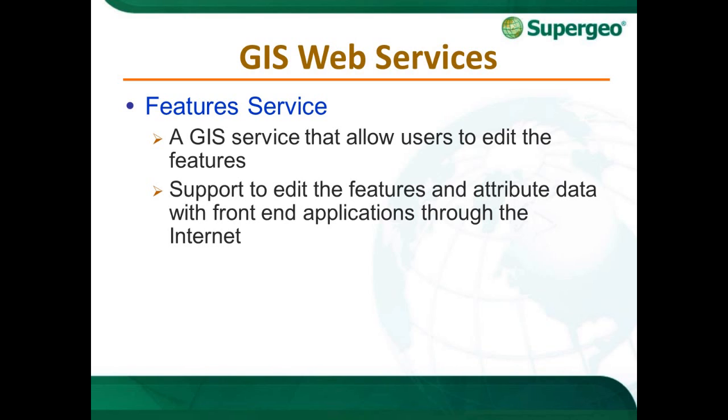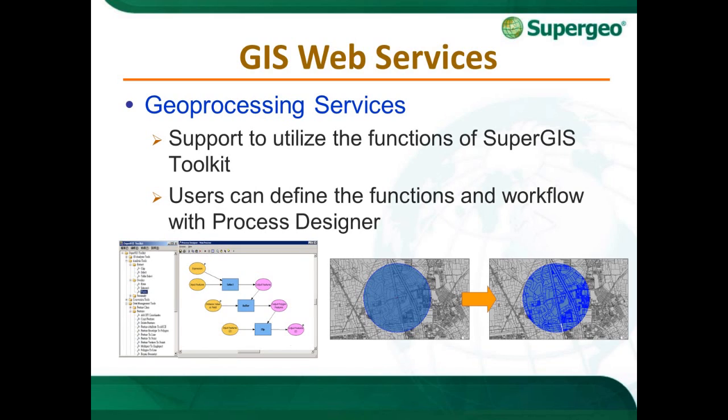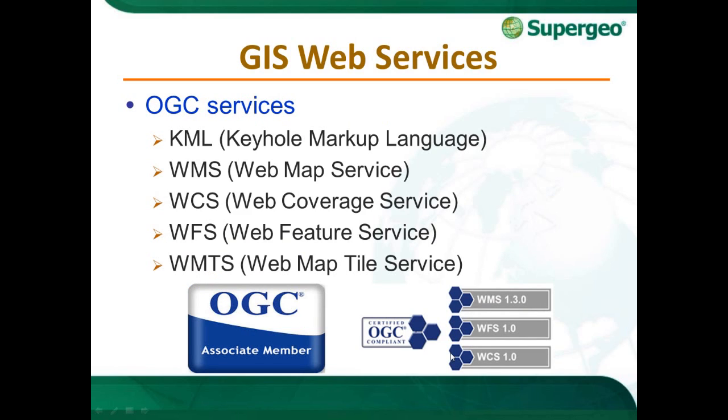The geoprocessing service supports utilizing the functions of the SuperGIS toolkit, which is very useful, and users don't need to write any code. You can simply utilize the different functions from the SuperGIS toolkit, and users can define the functions and workflow with the process designer, which you can see in this picture. The OGC service supports KML, WMS, WCS, WFS, and WMTS.